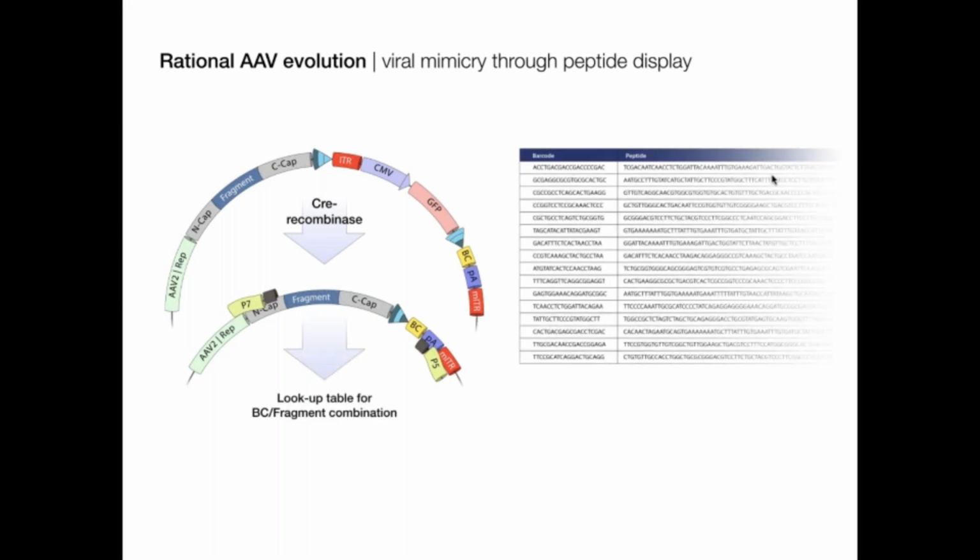So what this sequencing gave us was a lookup table between the combination of barcode and inserted peptide. So we got one line for each. So we ended up with a data set of 3.5 million combinations of barcode and peptide.